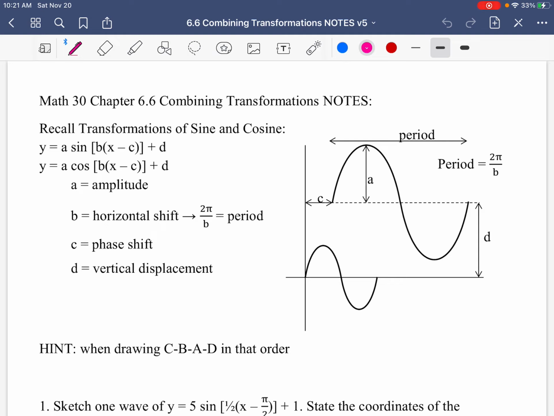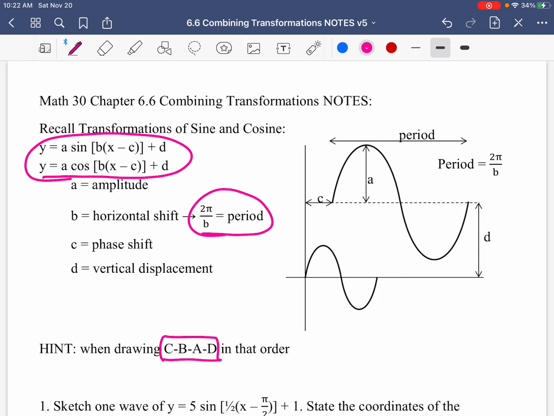So, recall transformation of sine and cosine, right from the formula sheet. When you're looking at combining transformations, think back to Chapter 4, Transformations, A, B, C, D. This is what it looks like for the sine and cosine function. Now, this is a review of Chapter 6.5, what we just did. Now, note here, A is amplitude, not vertical stretch. B is the horizontal shift, which is related to the period, what we want to talk about. C is the phase shift, and D is the vertical displacement. And remember, it's CBAD when we're drawing it.